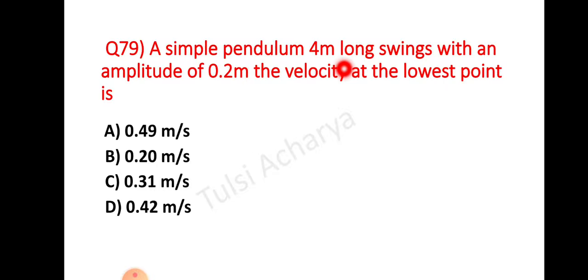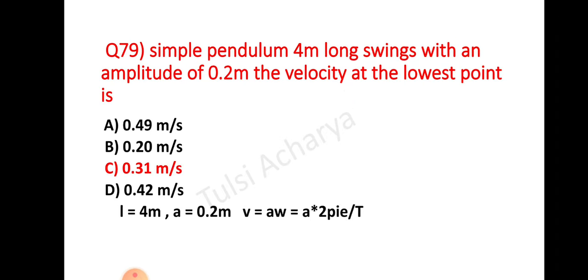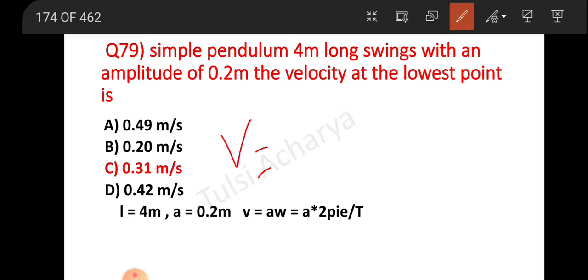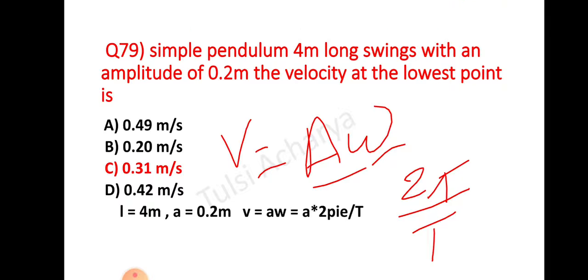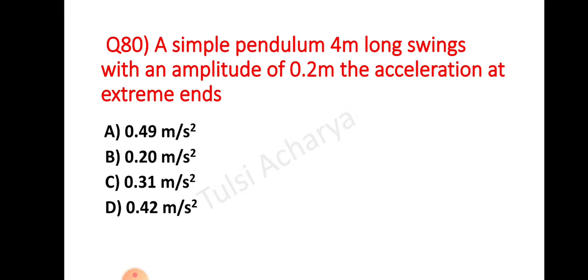A simple pendulum 4 meter long swings with an amplitude of 0.2 meter. The velocity at the lowest point is, we know that at the lowest point velocity is maximum, and that is given by v is equal to A omega. Here we know the amplitude, but we do not know omega, and omega will be given by 2 pi by T, and T will be given by 2 pi root under L by g. By solving this, we get our required answer as 0.31 meter per second. That is option choice C. Now let's move to question number 80.